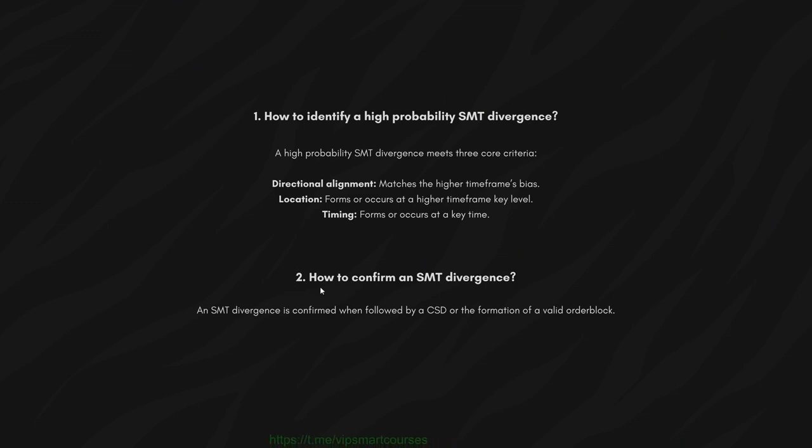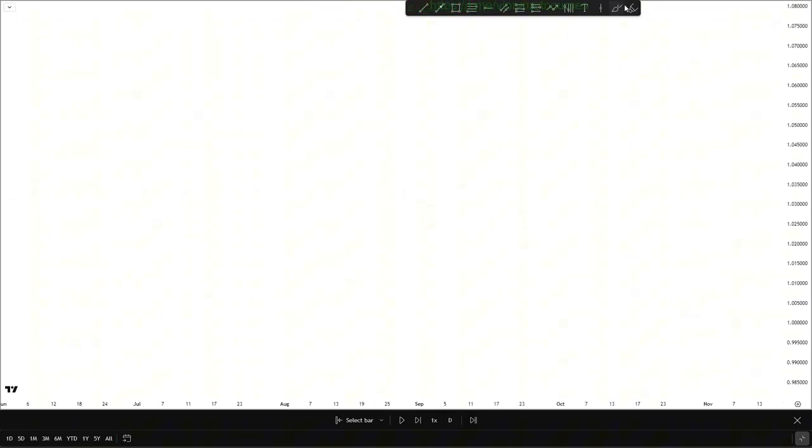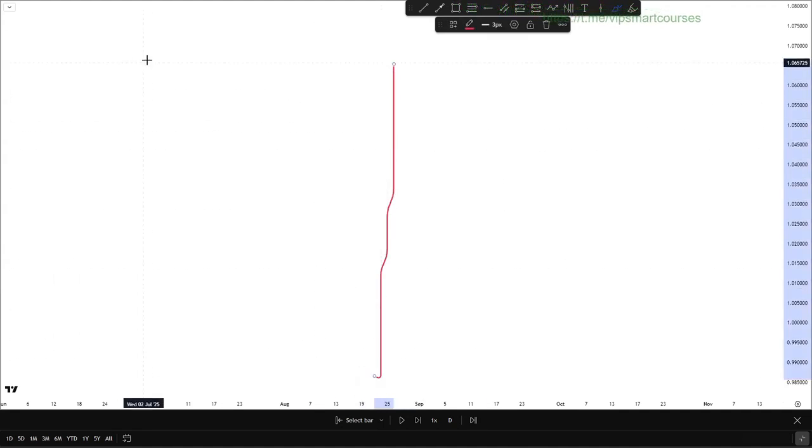And the second question is how to confirm an SMT divergence. The answer is that an SMT divergence is confirmed when it is followed by a valid CSD or the formation of a valid order block relative to its lower time frame, based on time frame alignment. Now let me show you some examples. Let's say we've got two correlating assets, asset A and asset B, and they are moving in this sort of fashion.